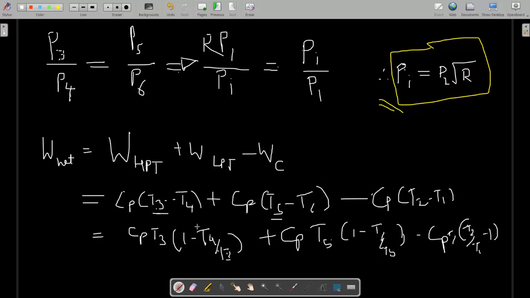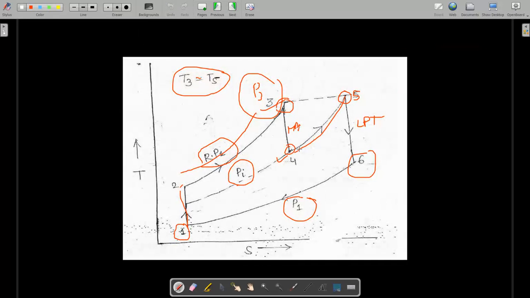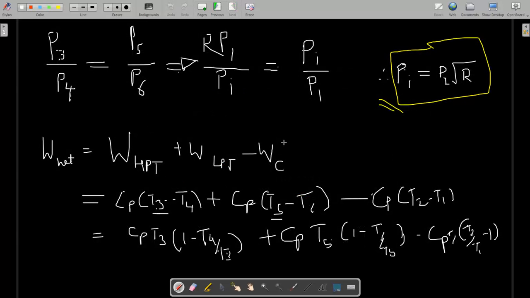So T4 by T3, now look at this. T4 and T3 are on the isentropic line, so this is isentropic expansion. So I can write the pressure ratio like T2 by T1. I have one relation for the isentropic process: T2 by T1 is equal to P2 by P1 raised to gamma minus 1 upon gamma. So T3 by T4 I can write like this.